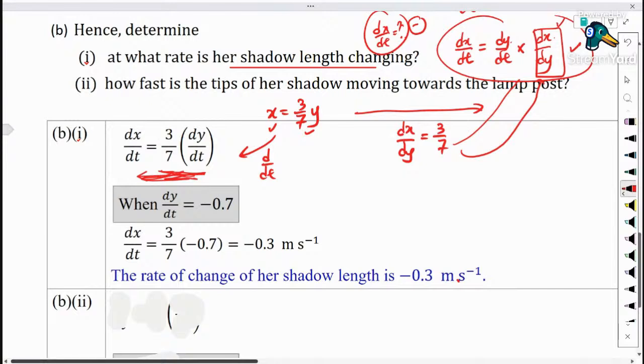Go on. Next, I want to find out the answer for the next part here. How fast is the tip of her shadow moving towards the lamppost? How fast is the movement of the tip towards the lamppost? This one I can relate with dz dt, the reduction of the length of z. And how can I get this answer?